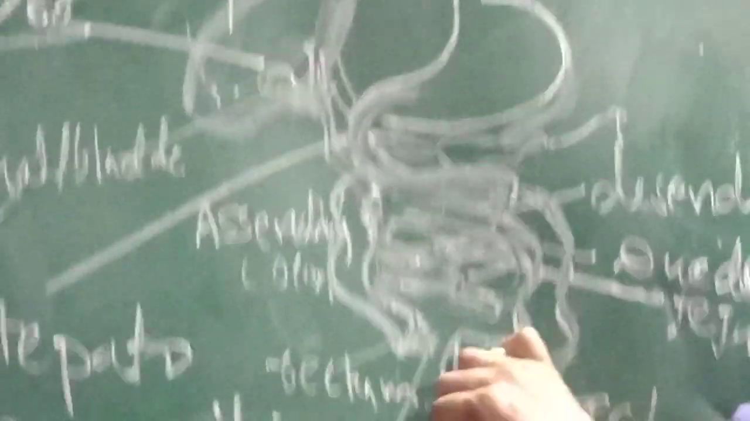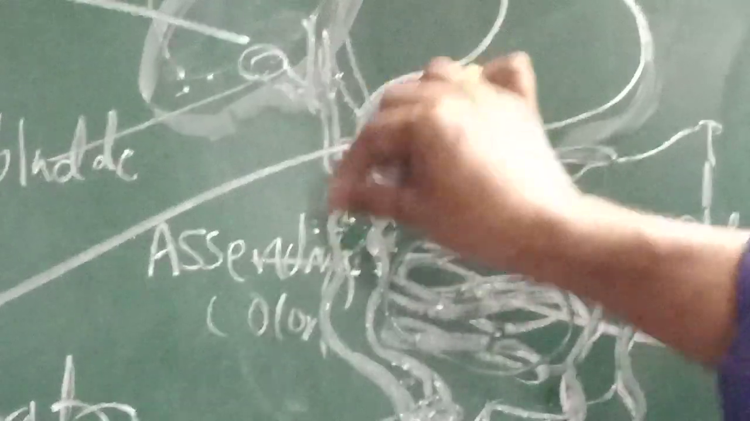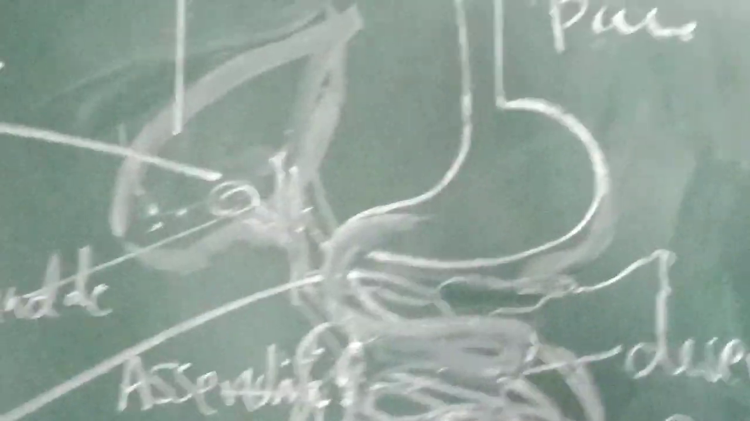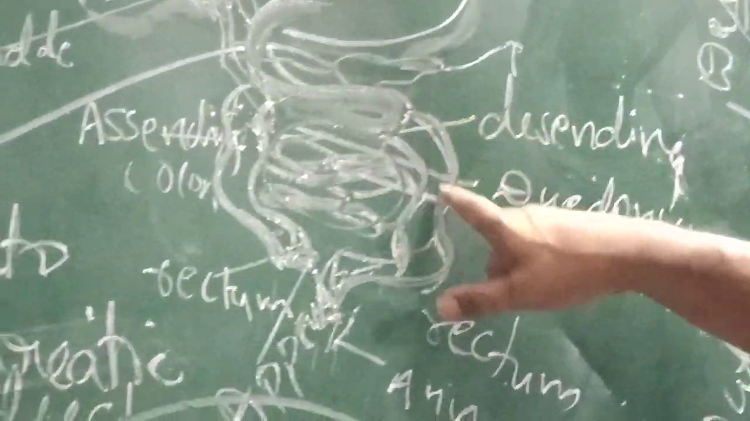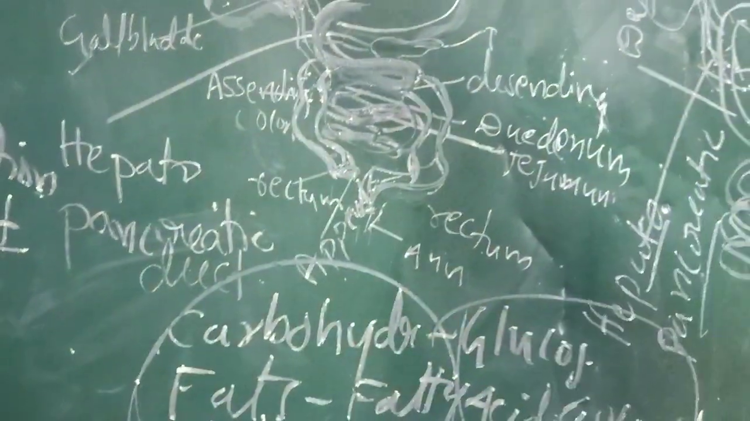After this, the undigested food materials enter into the large intestine. The large intestine is divided into three parts. This part we call the cecum, and the cecum is attached to the appendix, which is a waste organ in our body. Then the ascending colon, descending colon, rectum, and anus. The large intestine is useful to reabsorb water, and the undigested food materials pass through the rectum and are sent outside the body.